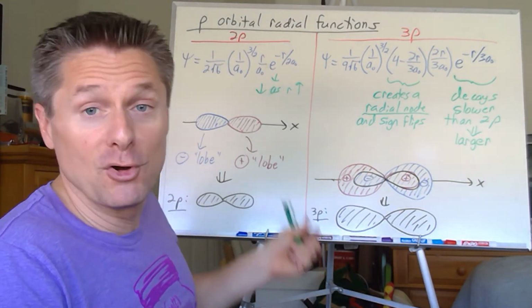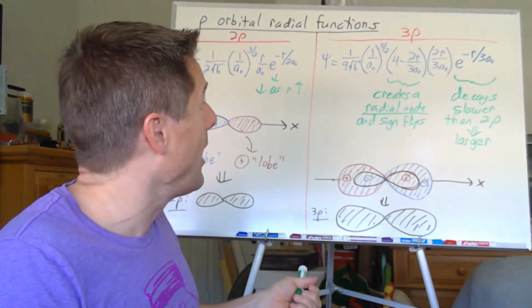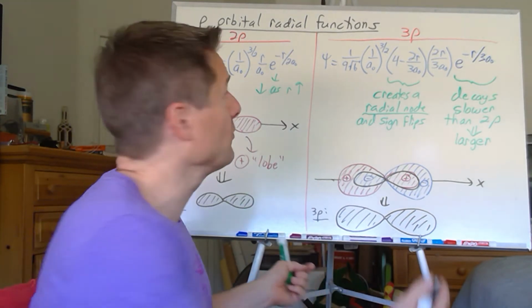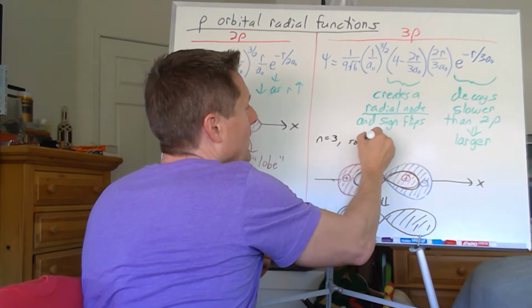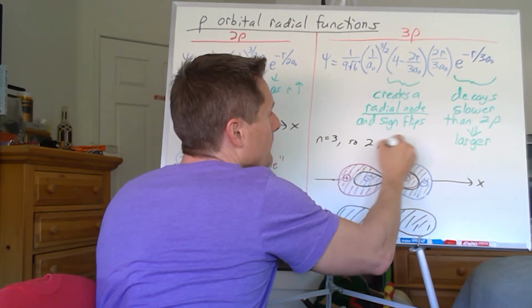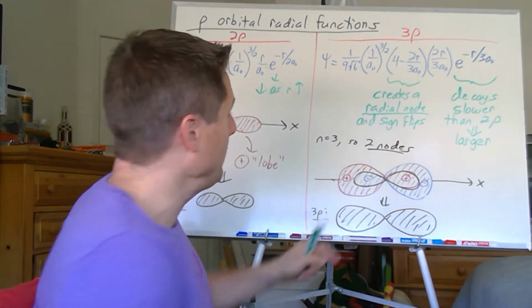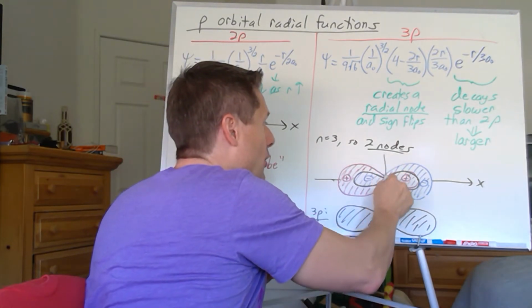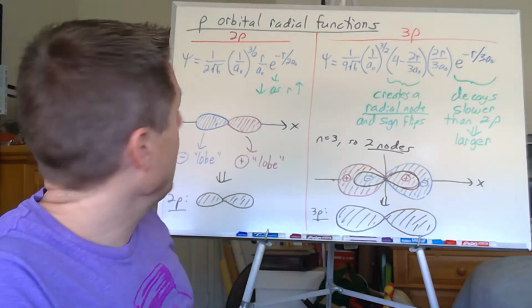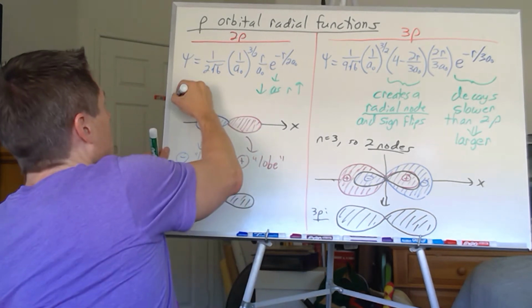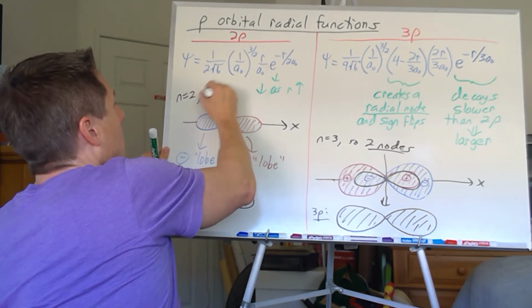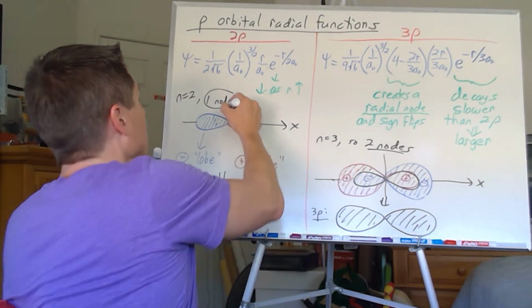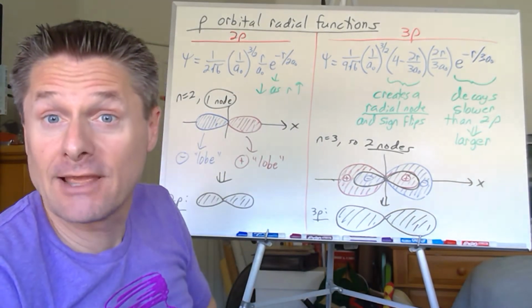And remember, the number of nodes is equal to n minus 1. So here, n is 3. So we get 2 nodes. So you get that radial node there, and you get an angular node on that plane. Over here, n is 2. So you get 1 node. There's no radial nodes, but you get that angular node right there. See how that works out?